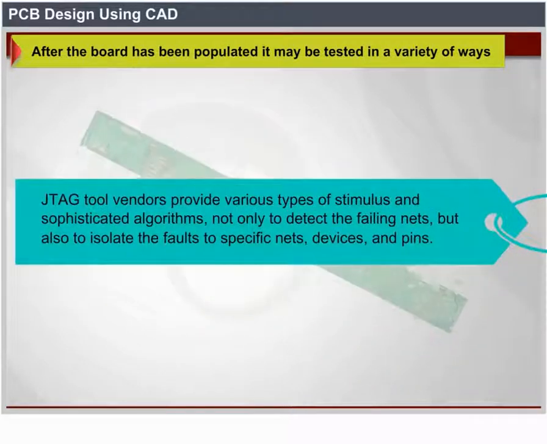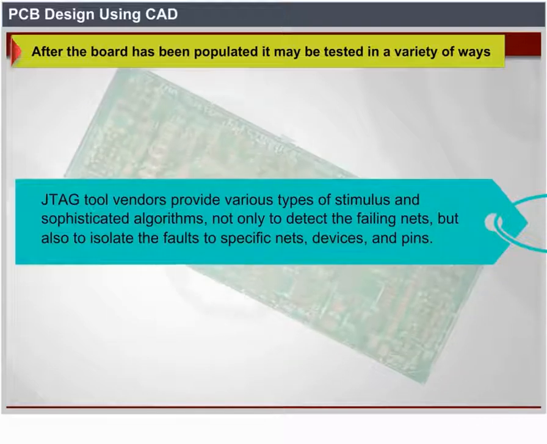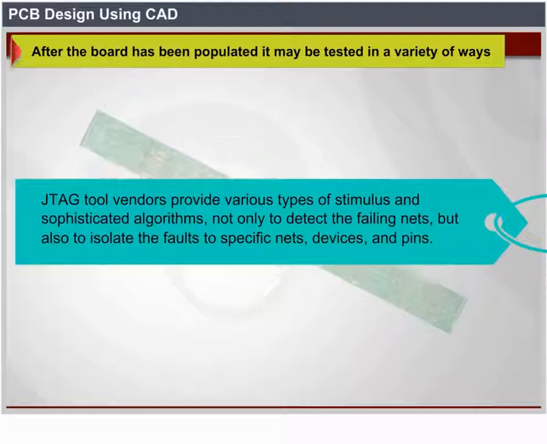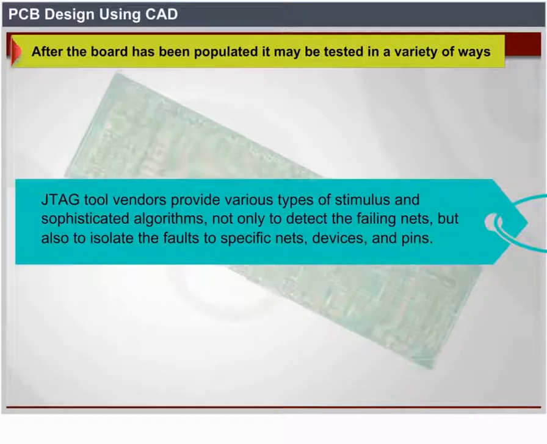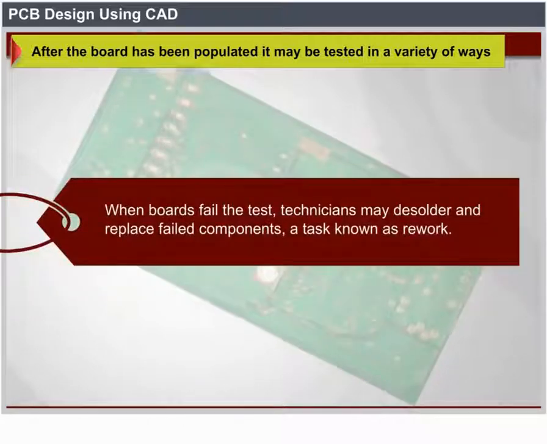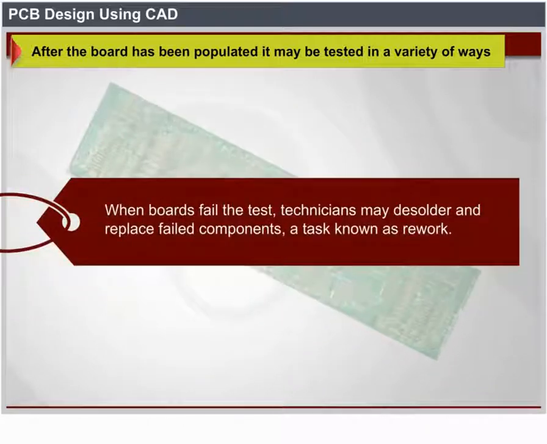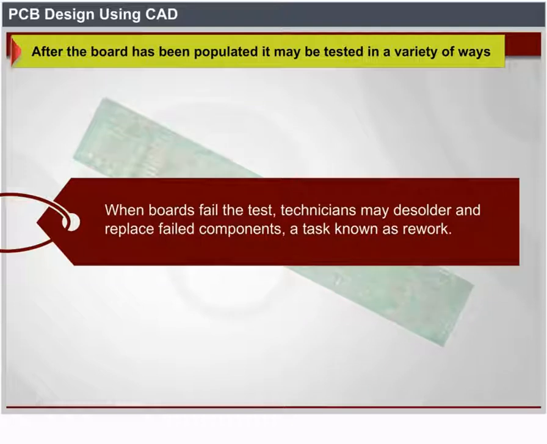JTAG tool vendors provide various types of stimulus and sophisticated algorithms not only to detect the failing nets but also to isolate the faults to specific nets, devices, and pins. When the boards fail the test, technicians may desolder and replace failed components as tasks known as rework.